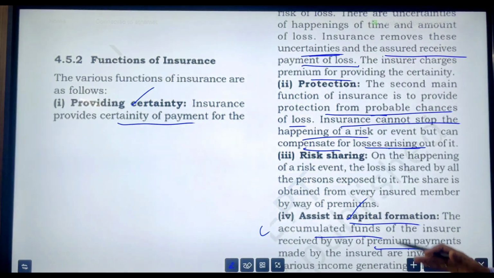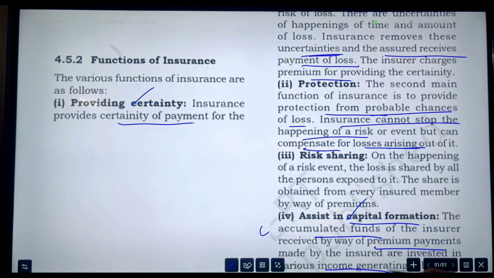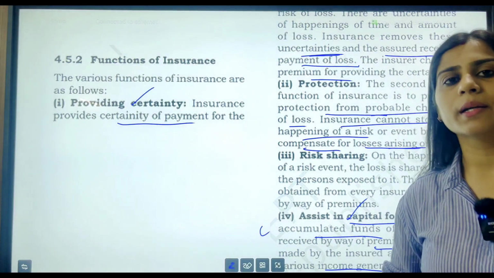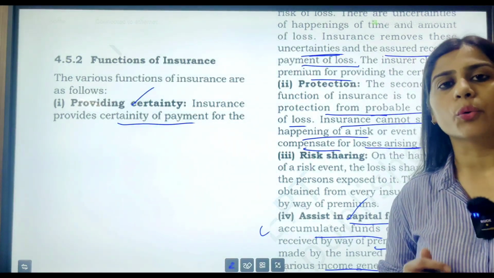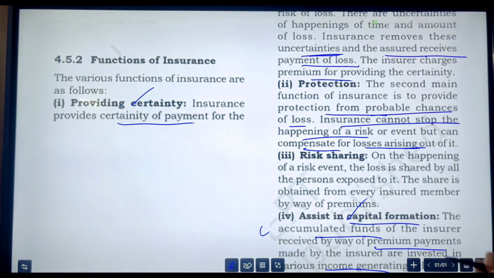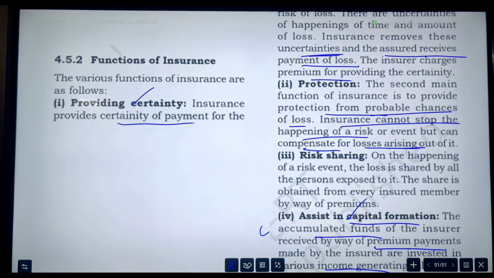So all these systems lead to income generation in the economy, and the funds are well invested in welfare schemes that ultimately lead to capital formation and growth of any economy that is well insured. So this is also assisting in capital formation.